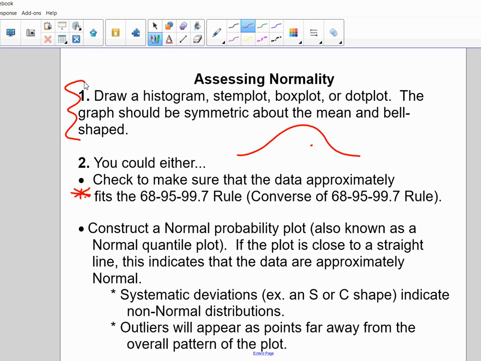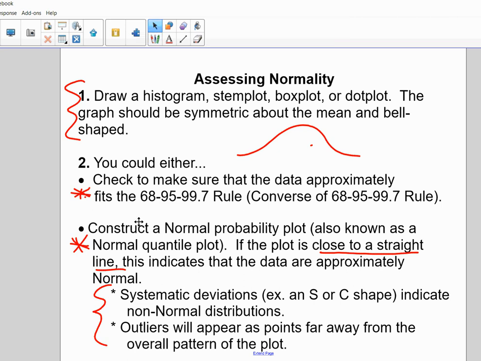Your other option is to make a normal probability plot. I'm going to show you how to do that on the calculator in just a second. And again, if the normal probability plot follows close to a straight line, we have evidence that this data was approximately normally distributed, all right? Again, remember, it's not going to be perfect, okay?